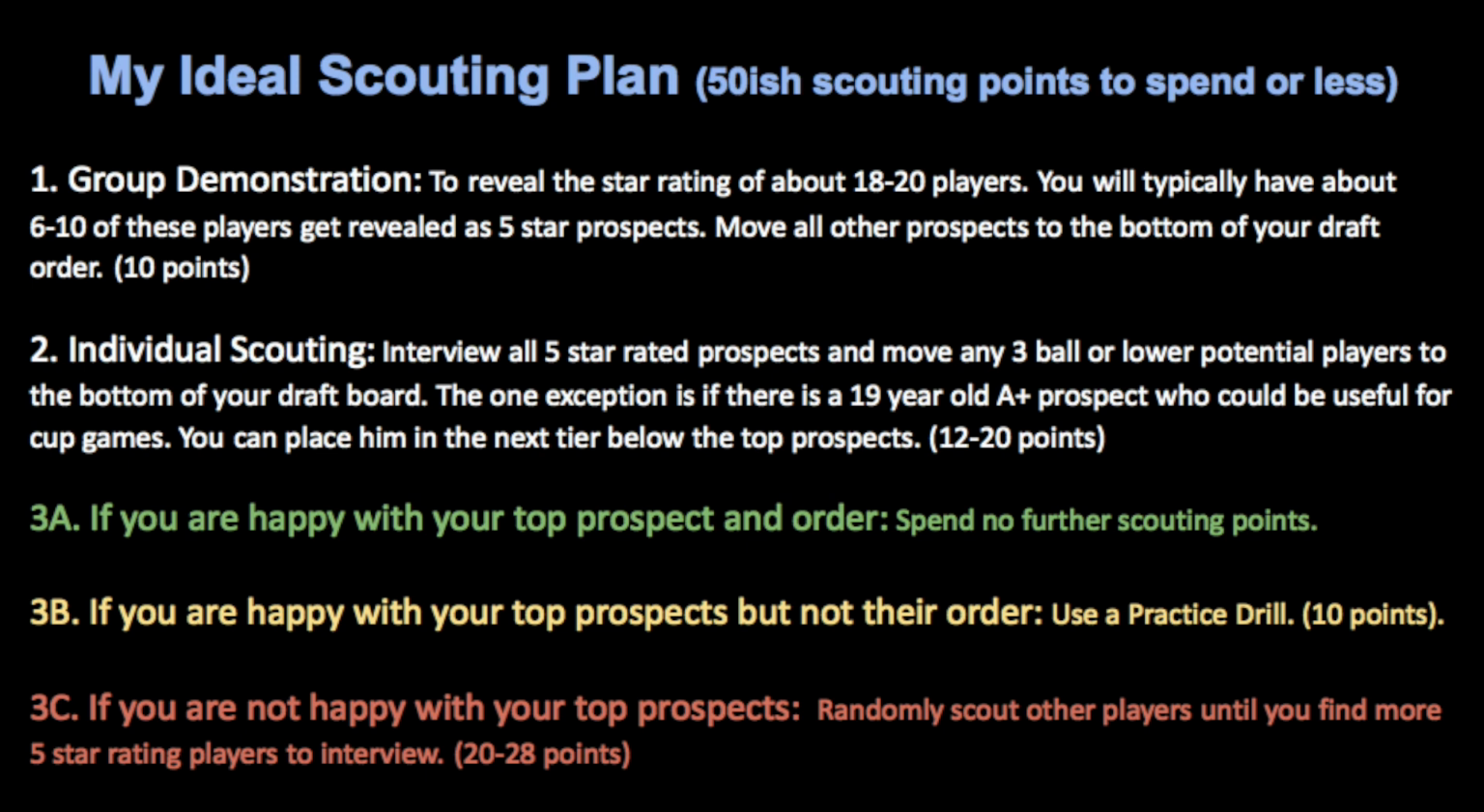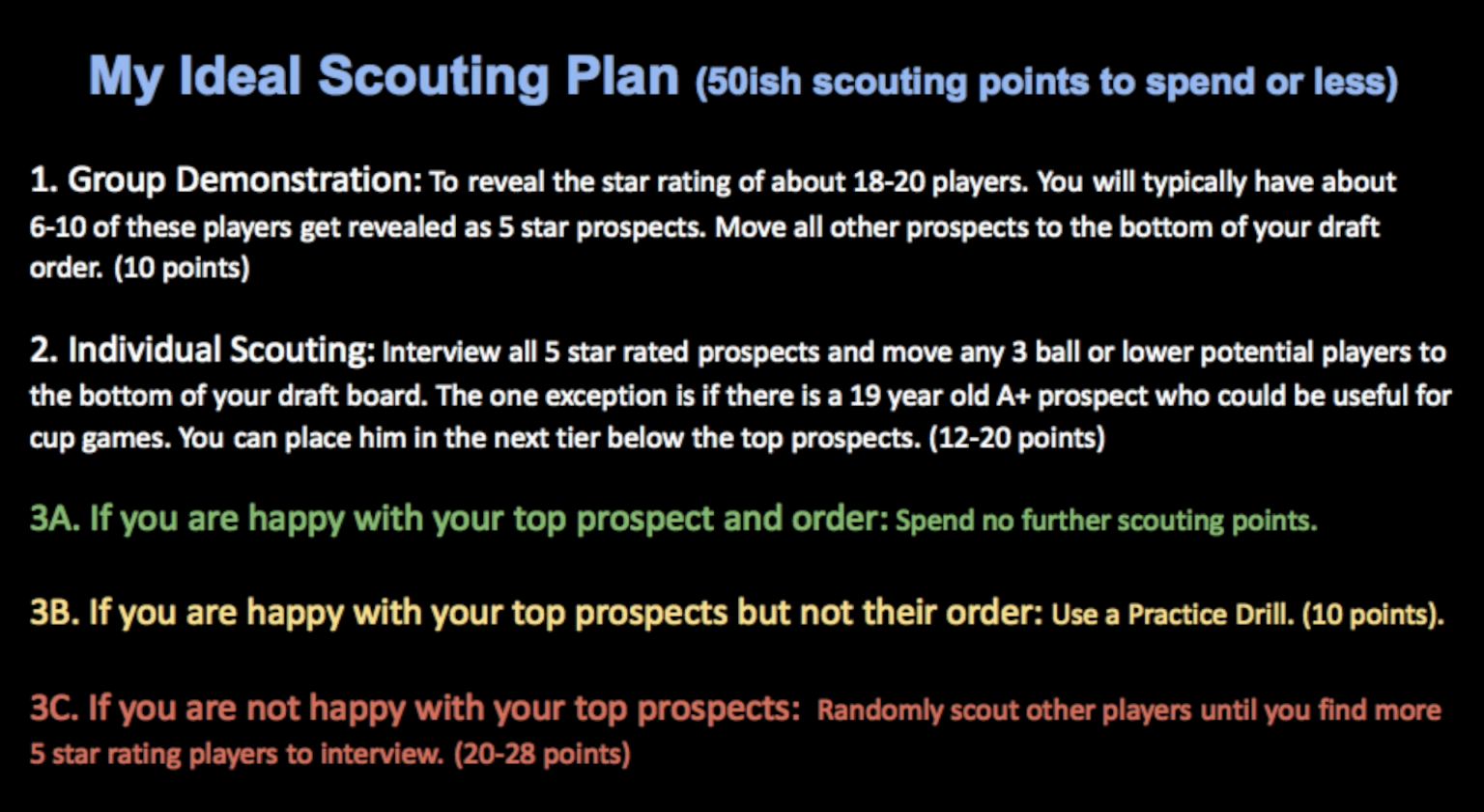We're first starting with group demonstration, and this will reveal the star rating of about 18 to 20 players. You will typically have about 6 to 10 of those players get revealed as 5-star prospects, so generally about 1/3, maybe 1/2 if you're really lucky. But about 6 to 10 of them will be 5-star prospects, and then all the ones that aren't 5-star prospects, you can move to the bottom of your draft order. And then this would set up for 10 points for this first step.